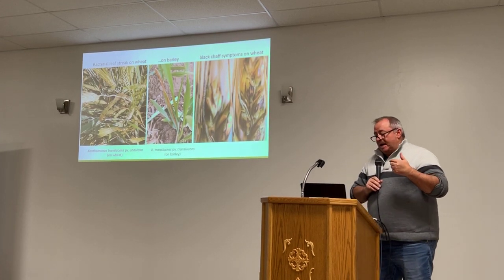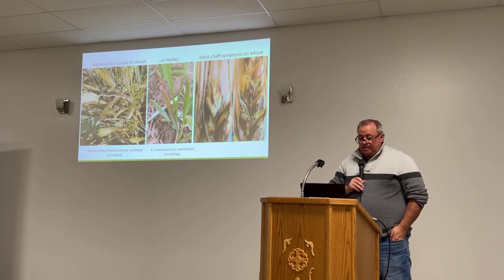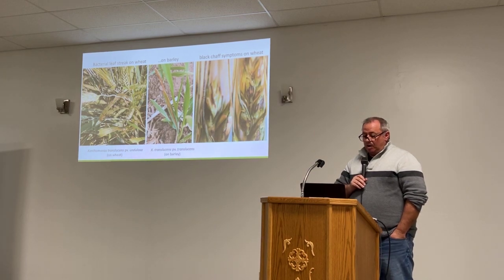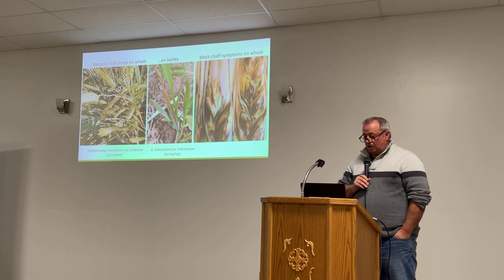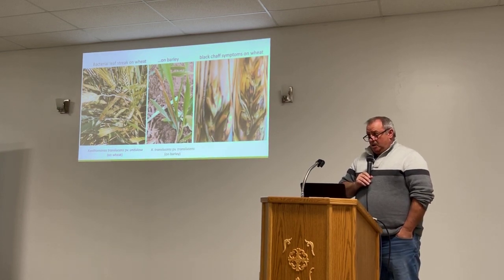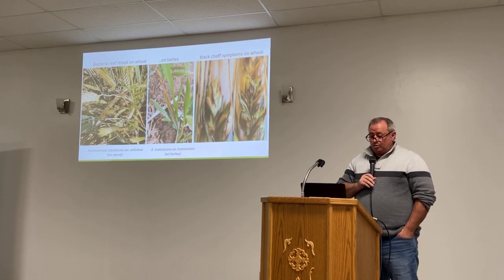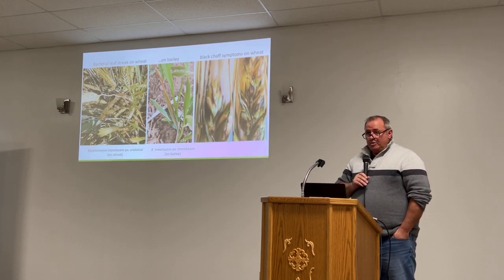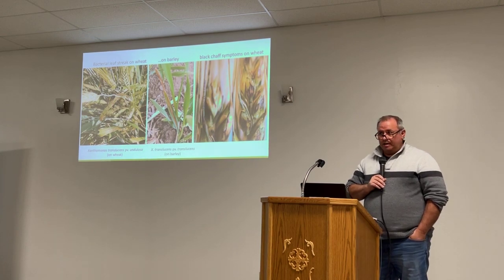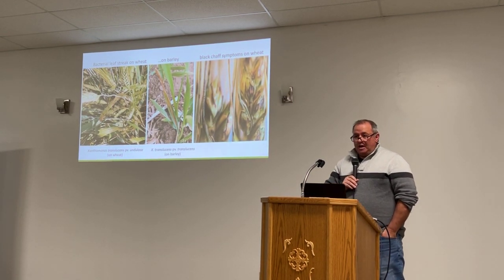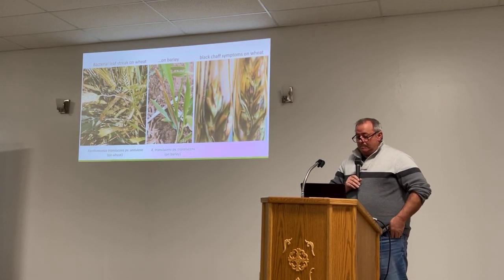So bacterial leaf streak on wheat, you can see on the left, in the center on barley, and then some black chaff symptoms or bloom blotch symptoms on the right. So this is caused by a bacterium, Xanthomonas translucens. And we now know that we generally find undulosa on wheat, sometimes on barley. But on barley, we mainly find the pathovar translucens.